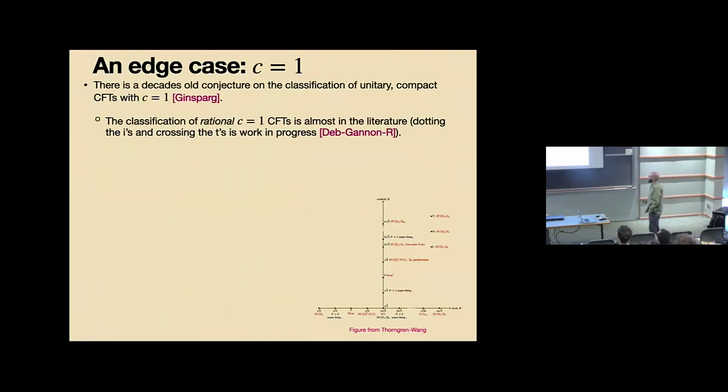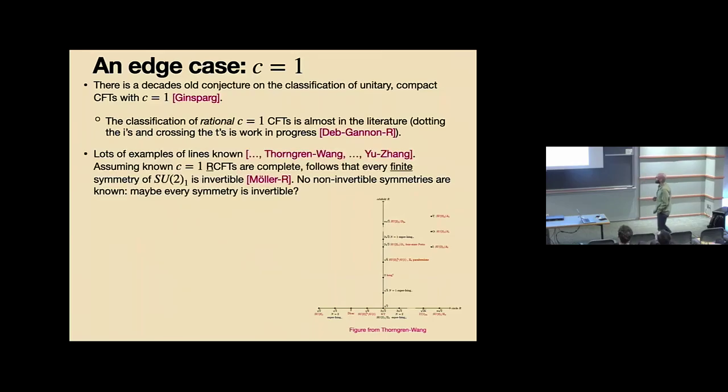And if you try and do the easier thing of just classifying the rational conformal field theories, then if you combine various results in the literature or use various ideas that appear in the literature, it appears like a proof is almost there, but there's various gaps, and so we're trying to close these gaps, and that's work in progress. We think we have a strategy. I'm not sure if it'll work yet.